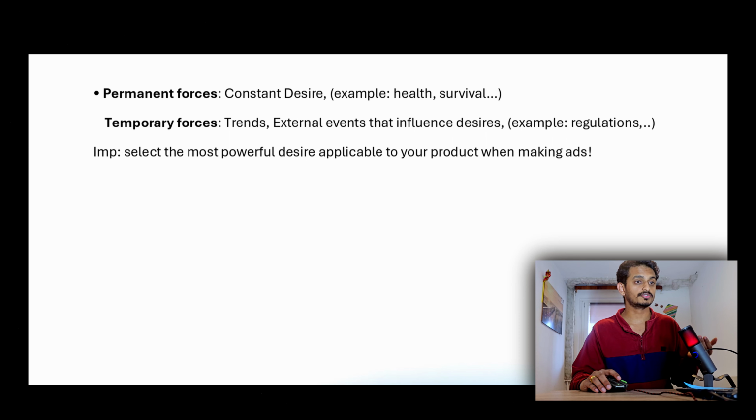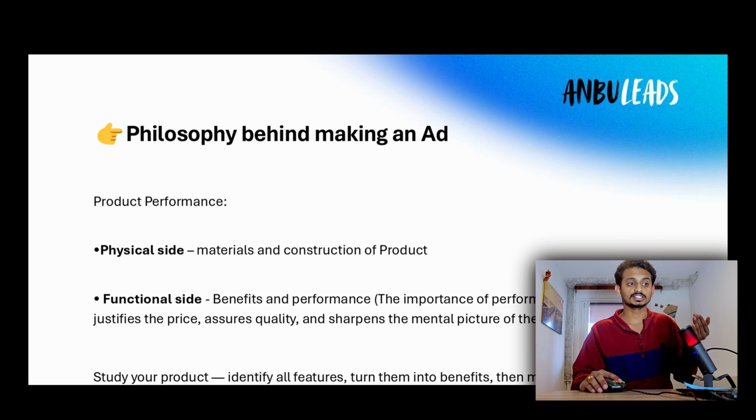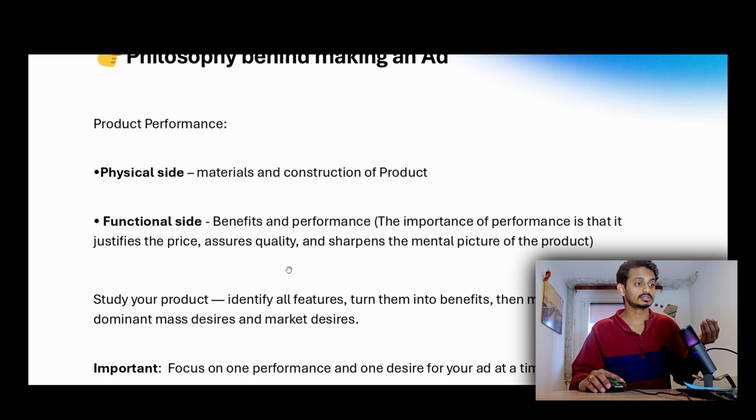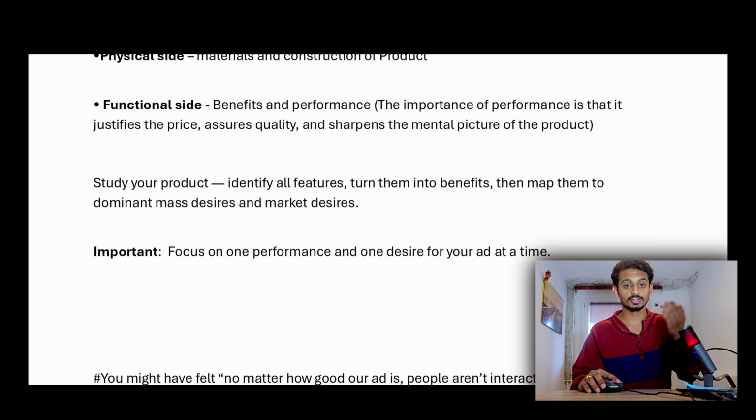And the final concept is the philosophy behind making an ad, starting with the physical side. This is nothing but the materials and construction of a product. Unless you are first to the market, you really can't make profit by making an ad that shows the materials and construction of the product. The next is the functional side. This is benefits and performance. The importance of performance is that it justifies the price, assures quality, and sharpens the mental picture of the product. So what you have to do is study your product, identify all features, turn them into benefits, then map these benefits to the already existing mass desires and changing market desires. That's how you create a high converting ad.